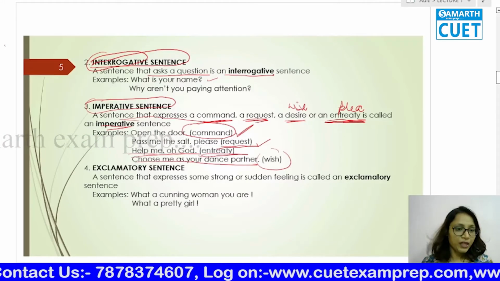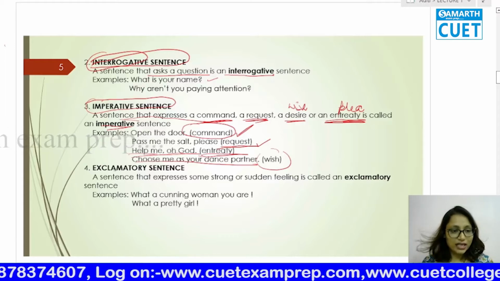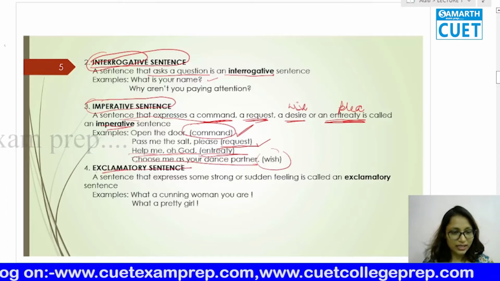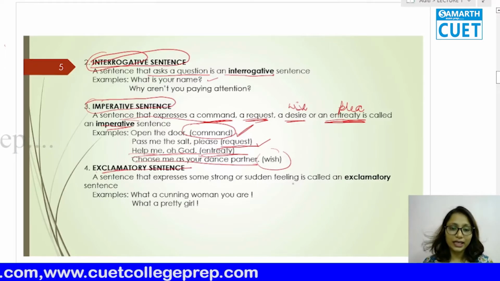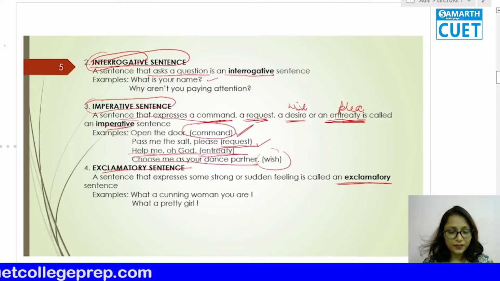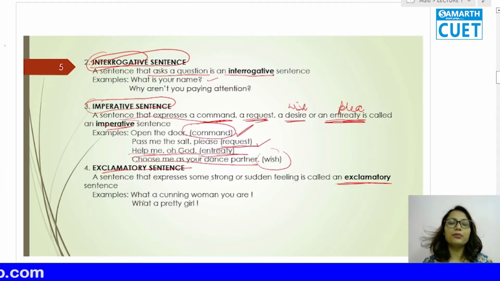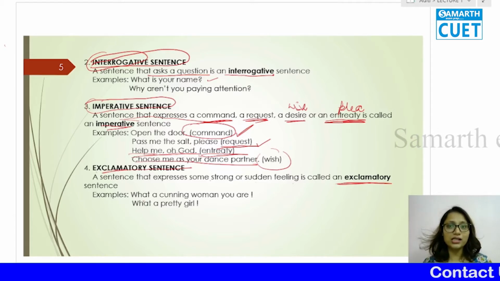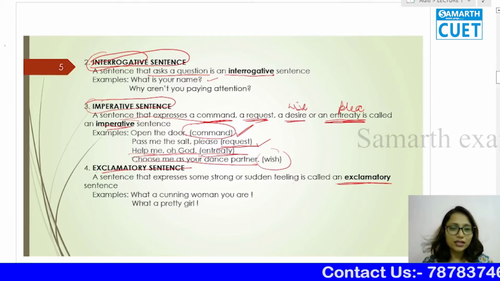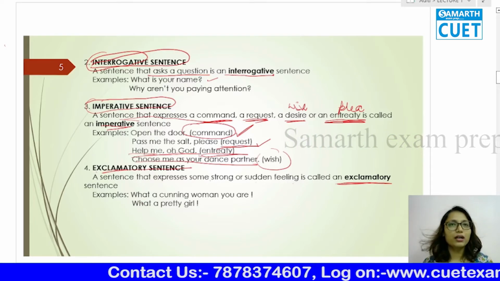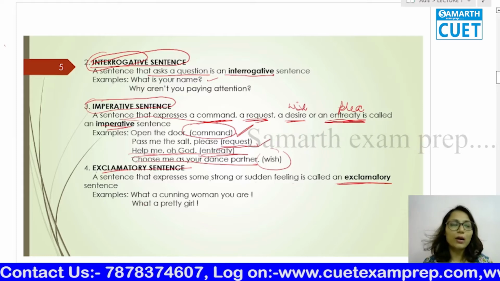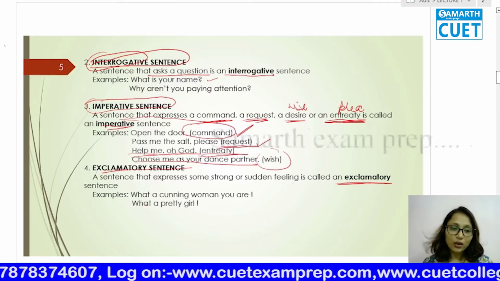And the fourth one and the last one is exclamatory sentence. That means a sentence that expresses some strong or sudden feeling is called an exclamatory sentence. Like suddenly some very intelligent person answers you and like, wow, I never knew you were this intelligent. That means you're in awe of that person. Or some beautiful girl or a handsome boy approaches and like, wow, what a pretty girl, wow, what a handsome man. These are all exclamations.